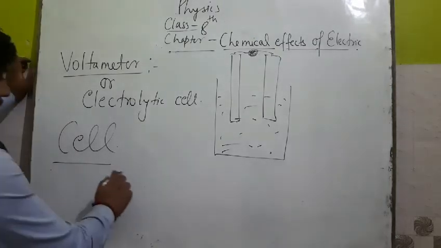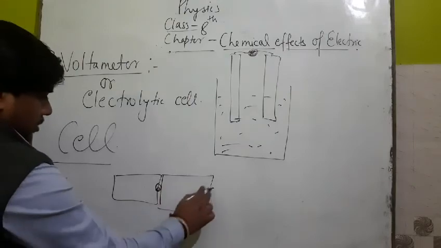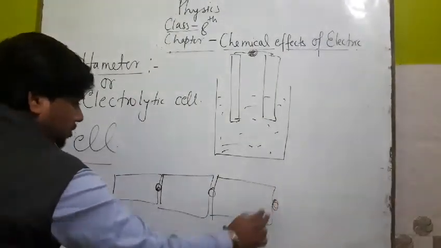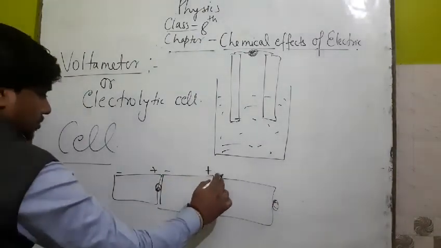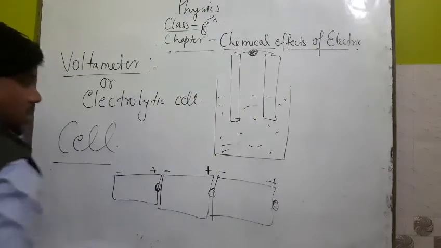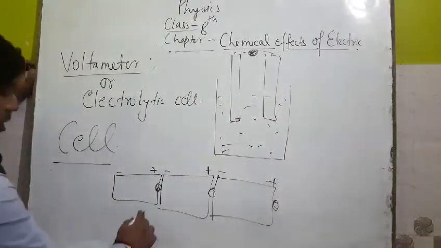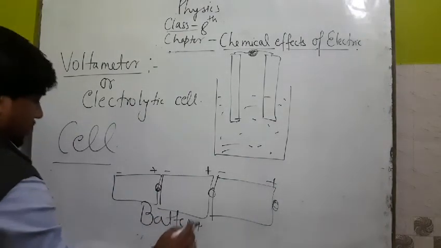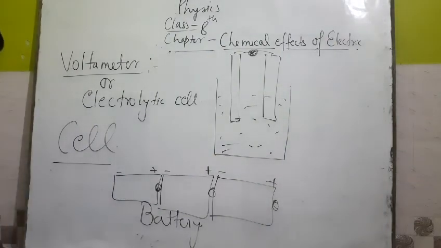When these cells combine, okay, like this. This is positive, this is negative, this is negative, this is positive, this is negative, this is positive. When these cells are combined in this way, that is known as what? This is known as battery. Means when cells combine with each other in proper manner, then it is known as battery.